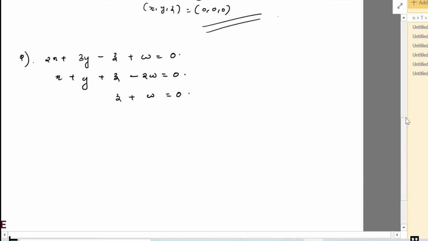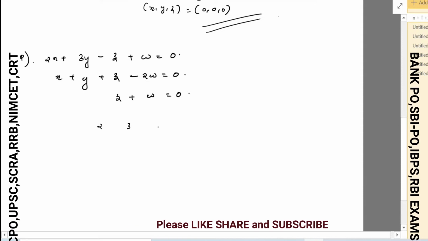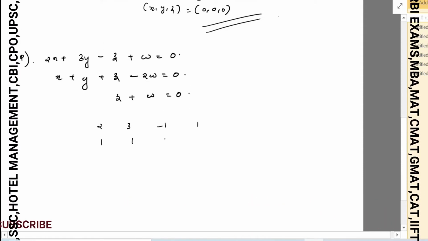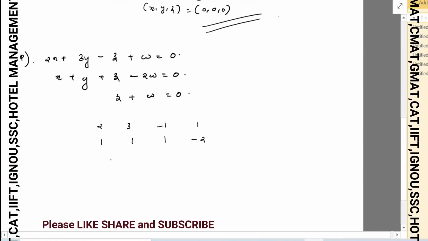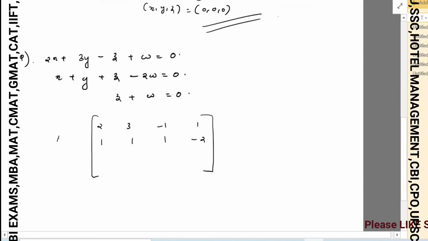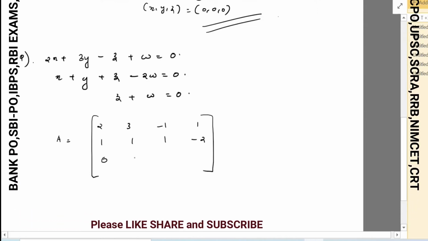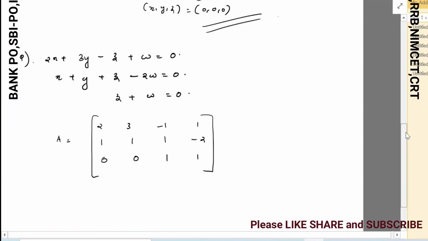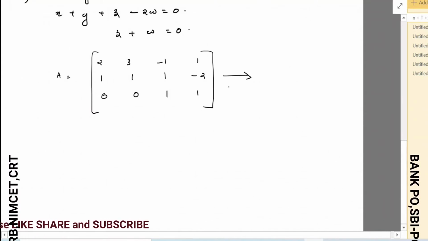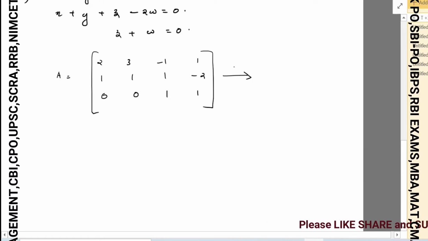For that we will write the augmented matrix. So the augmented matrix will be 2, 3, minus 1, 1, 1, 1, 1, minus 2, and the last row will be 0, 0, 1, 1. Okay, now reduce this matrix into echelon form.